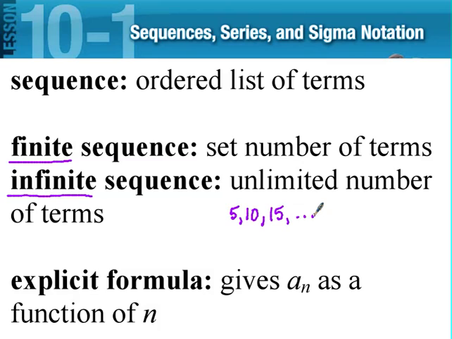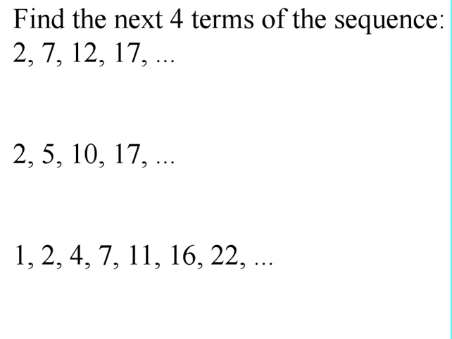So we're going to talk a little bit about explicit formulas as well as recursive formulas today. An explicit formula gives a sub n as a function of n. And that's not going to make a whole lot of sense right now until we look at an example. So let's go ahead and look at this one.